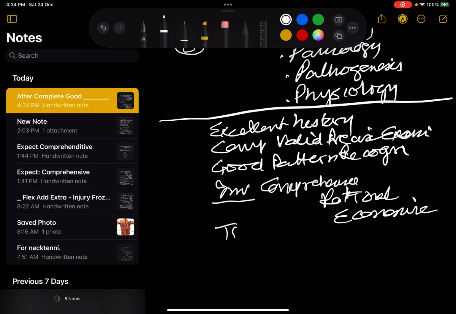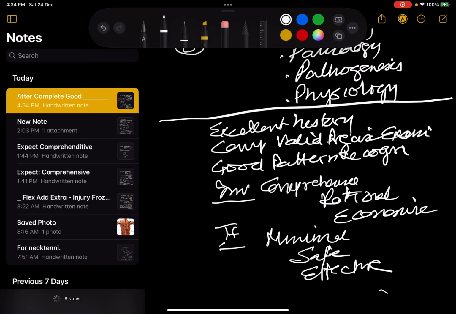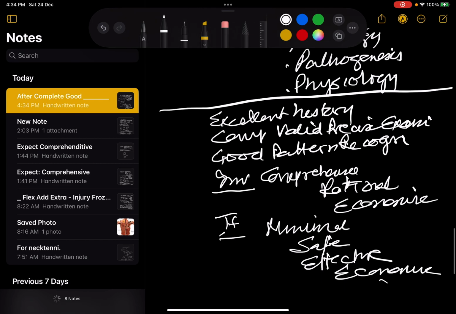Then you have to choose treatment which is minimum, safe, effective, economic, and doable by you.